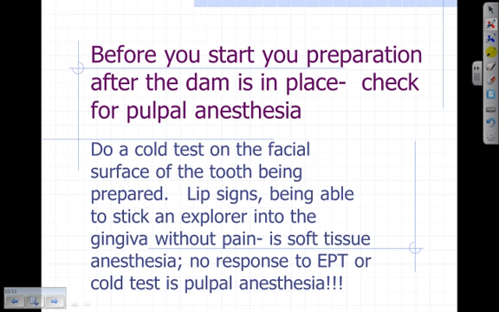Check for pulpal anesthesia. How do you check for pulpal anesthesia? Well, I'm not going to take a sharp explorer and stick it into the gingiva. I mean, lip signs for a mandibular block, being able to stick an explorer into the soft gingiva without pain, that means the soft tissue is numb. That doesn't mean you have pulpal anesthesia. To really know you have pulpal anesthesia, do a cold test of the tooth.